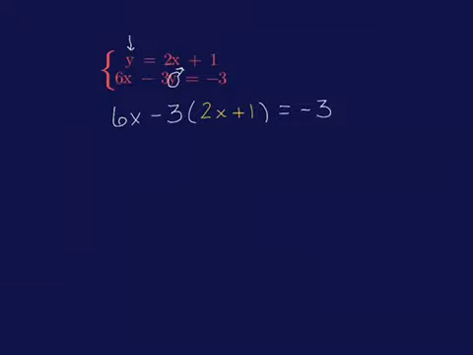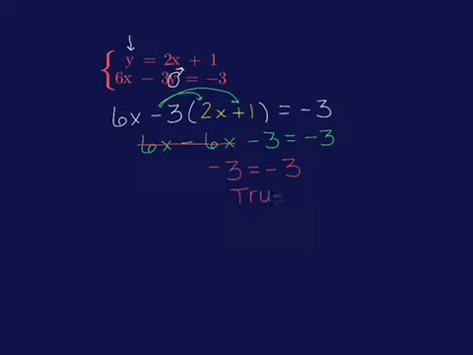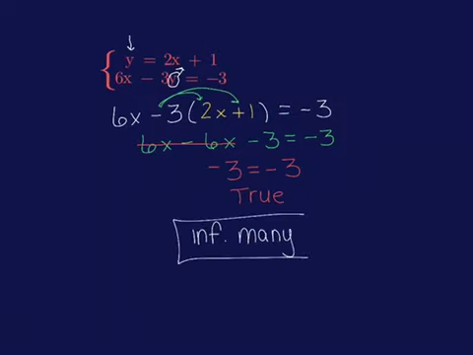Next, I'm going to distribute the negative 3 to everything inside the parentheses. So I have 6x minus 6x minus 3 is equal to negative 3. So my x's are going to cancel out. I have no variables left, and I have negative 3 is equal to negative 3. This is true. So this means that this system has infinitely many solutions, and that is my answer. I don't write anything else for my answer except infinitely many solutions.